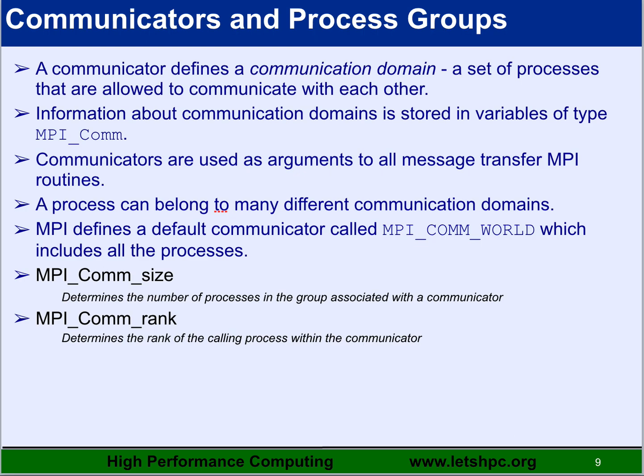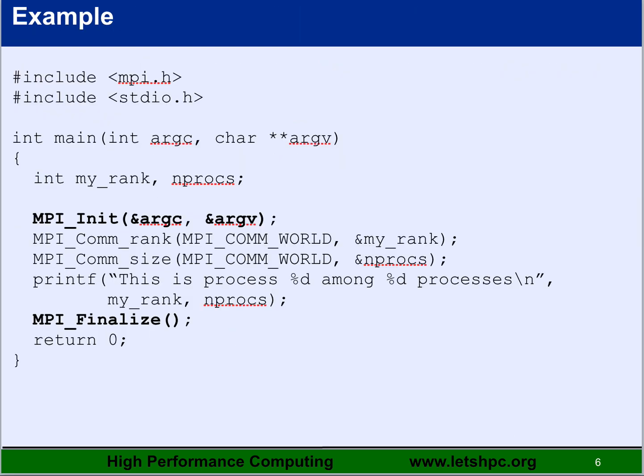Now, in the first example, we have seen that we have used two calls, MPI comm size and MPI comm rank. If you go to this example, you can see MPI comm rank and MPI comm size. Now we are going to understand the utility of these two calls, because you have already understood MPI init and MPI finalize.